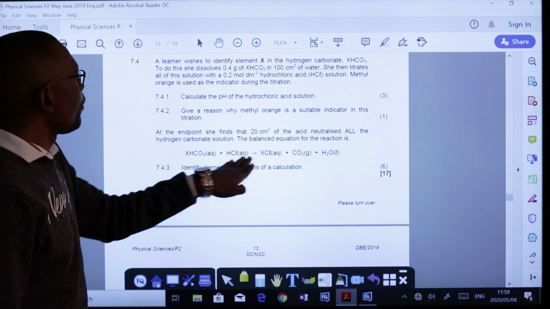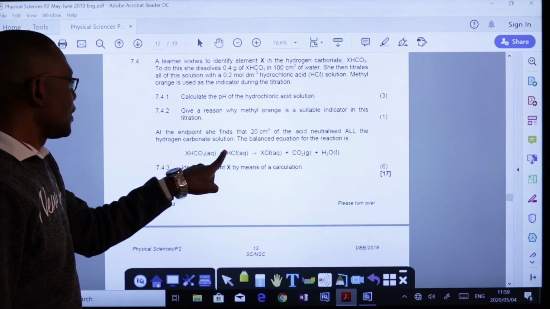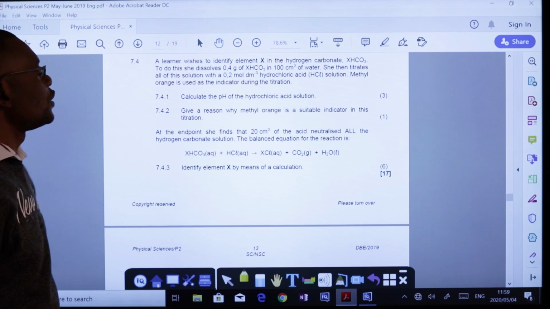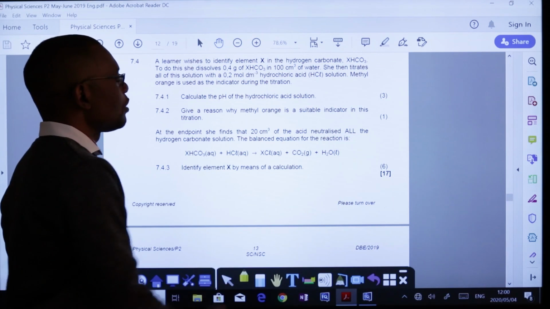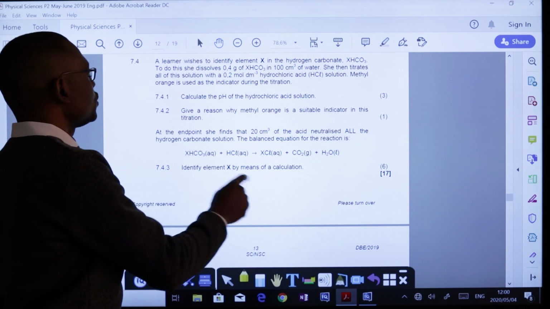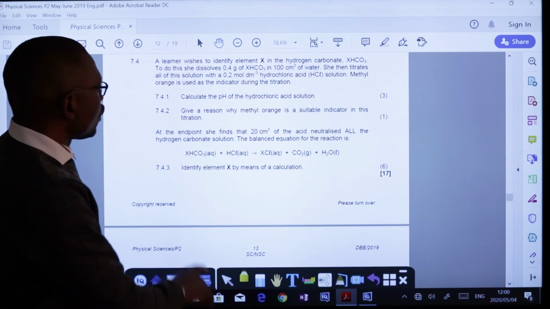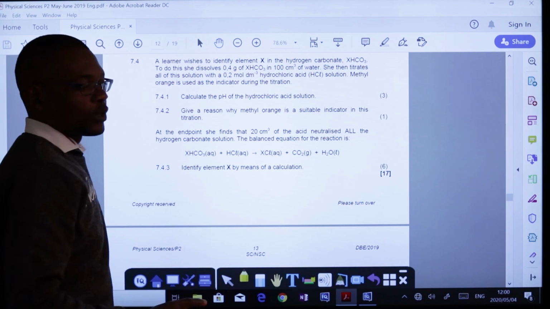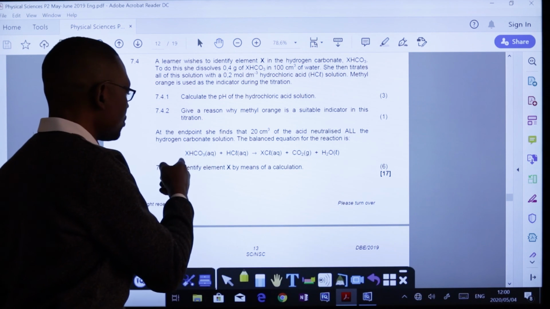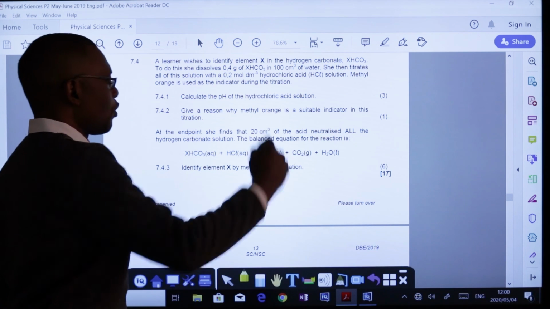And then when you compare this balanced equation, you see that 1 mole of this reacts with 1 mole of that to give you 1 mole of the X chloride plus 1 mole of that. Boys and girls, what I want you to remember is that you are already told that this is the balanced equation for the reaction. So the quantities you have here are telling you the molar ratio of this reaction. So this is 1 mole reacting with 1 mole to give you 1 mole, 1 mole, and 1 mole.